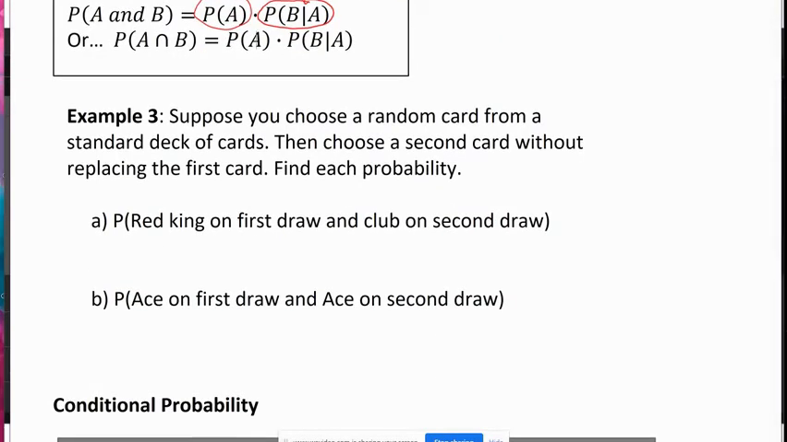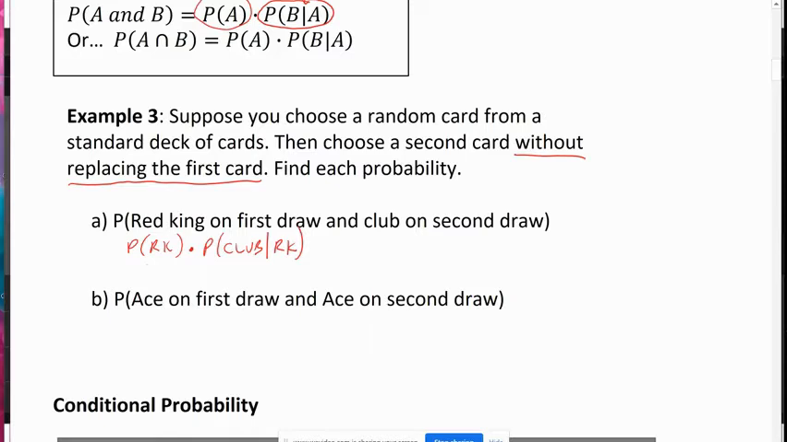Here, we still have the same deck of cards, and we're still drawing 2 cards, but the difference is we're drawing the second card without replacing the first card. So now there's only 51 cards left in the deck by the time we get to the second draw. So we're going to look at the same 2 questions we did on the first one and see how those probabilities change. So the probability of drawing a red king on the first draw and a club on the second draw is going to be the probability of a red king times the probability of drawing a club, given that we already drew a red king on the first draw. And so that's what that vertical bar means.